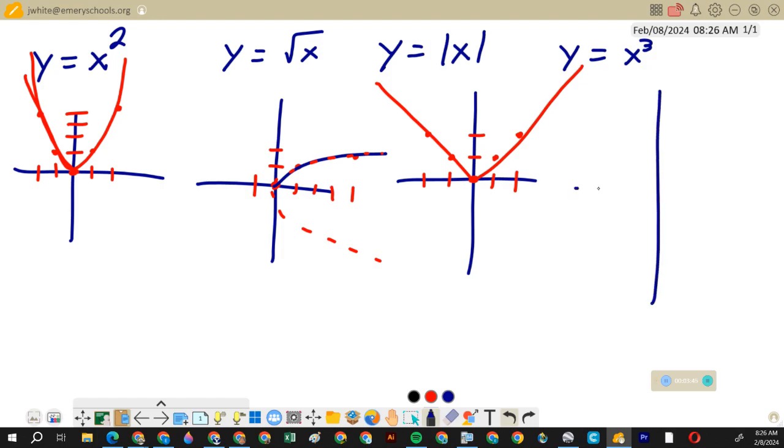Okay, last one. X cubed. Plug in 0, you get 0. Plug in 1. 1 times 1 times 1 is just 1. Plug in 2. 2 times 2 is 4. Times 2 is 8. And then negative 1. Negative 1 times negative 1 is 1. Times negative 1 is negative 1. So this one is going to land there. And then negative 2 times negative 2 is 4. And 4 times negative 2 is negative 8. So this graph looks like this.